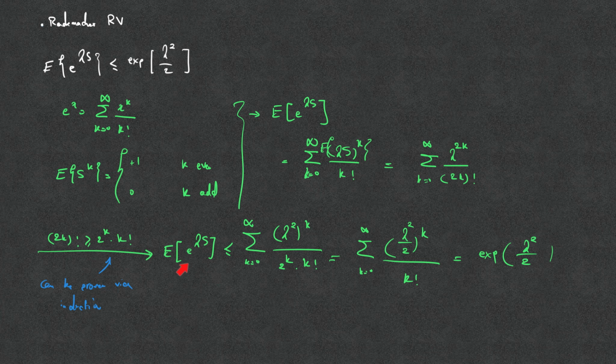So if you look at this expected value, it's upper bounded by this. Now you can bring this 2 inside, so you have lambda to the power of 2 divided by 2 to the power of k divided by k factorial, which is the Taylor series expansion of exp of lambda 2 divided by 2. And therefore, you have this upper bound.